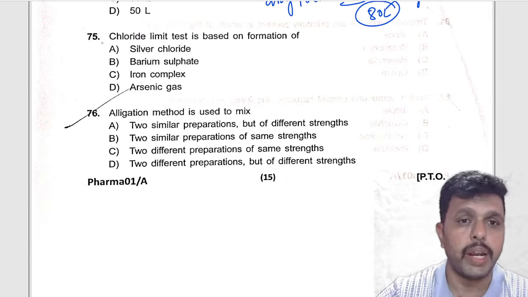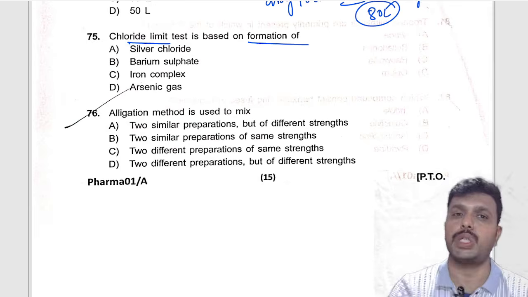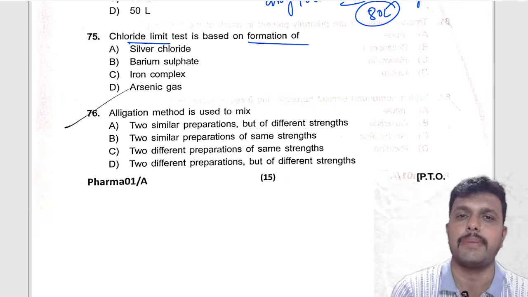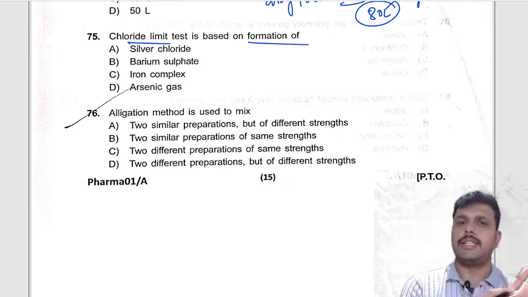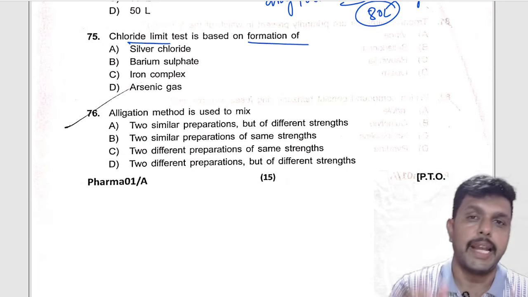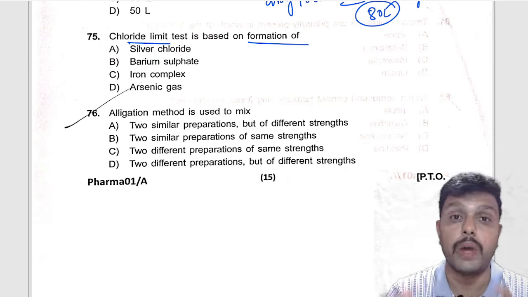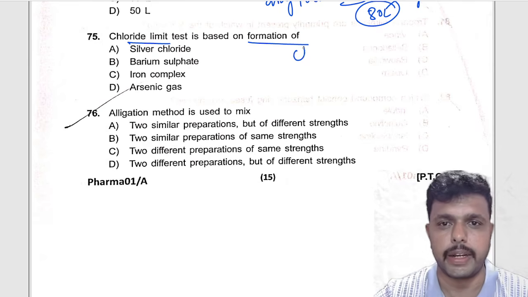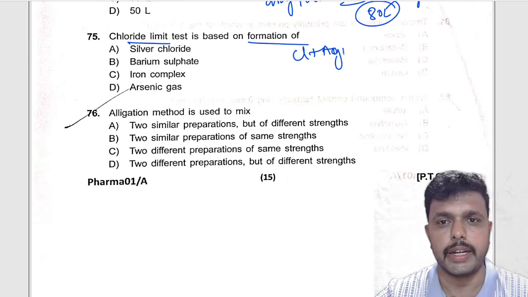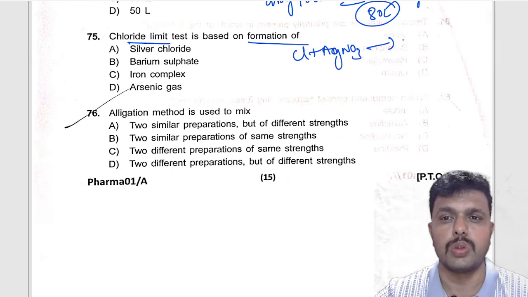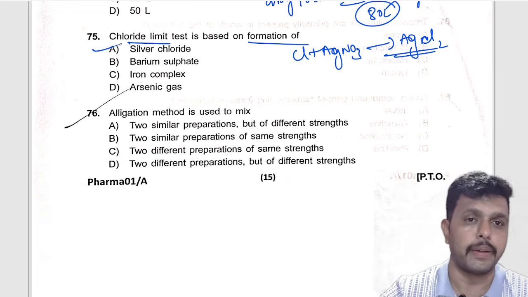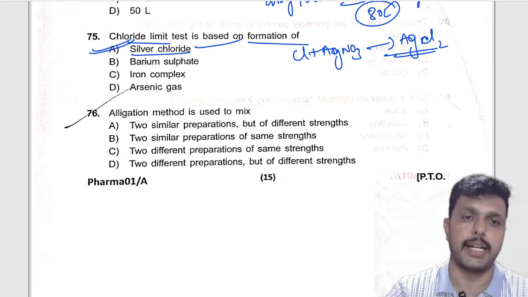Next, chloride limit test is based on formation of what? Pharmaceutical inorganic chemistry. The chloride limit test is based on the reaction between chloride and silver nitrate, AgNO3, which leads to formation of silver chloride. Option A is the correct answer.